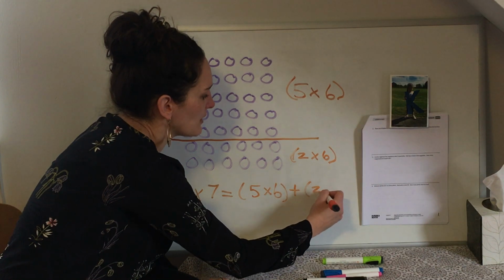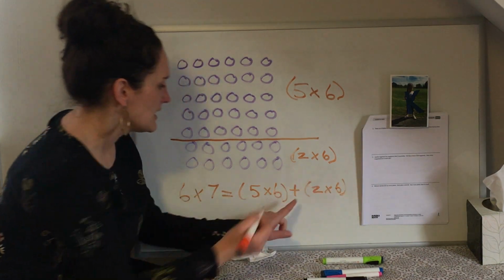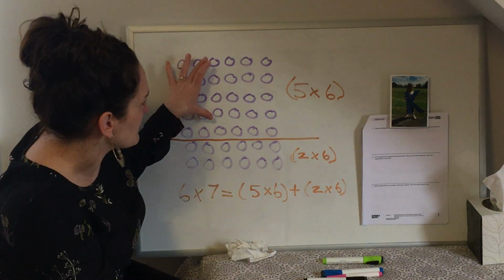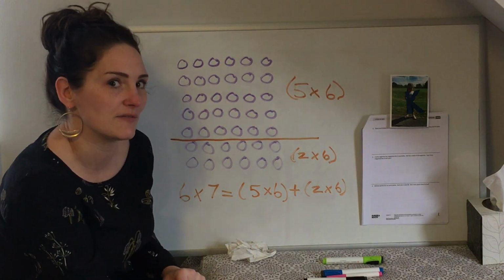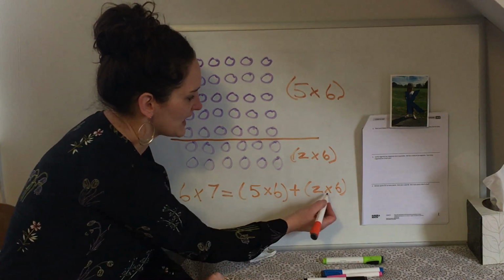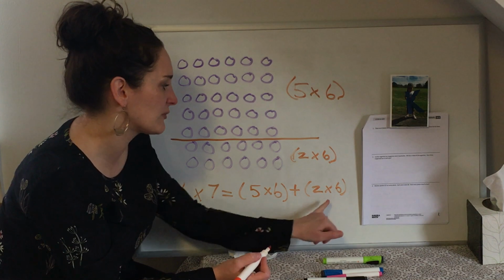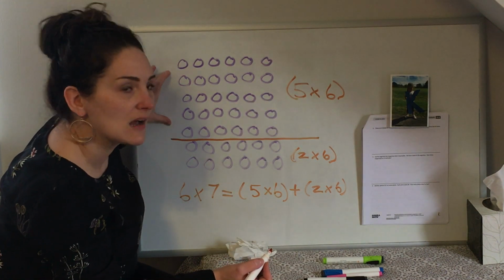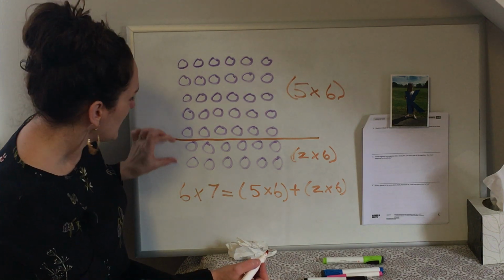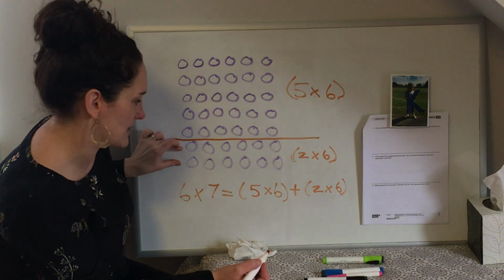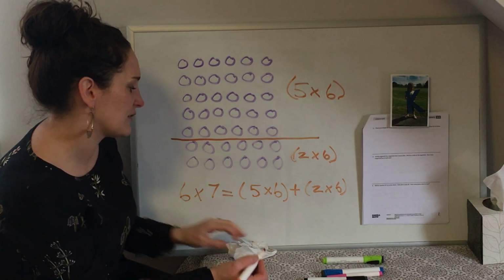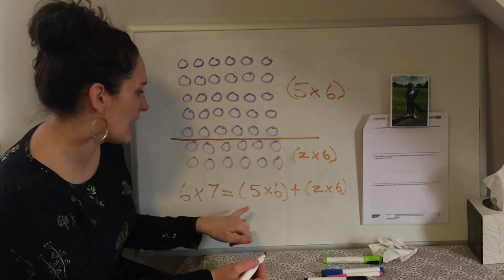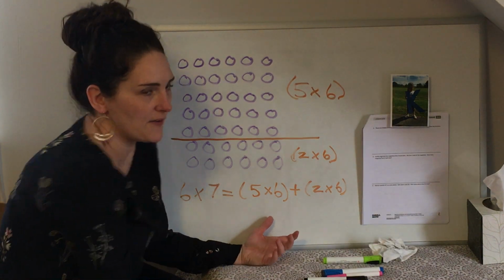The reason why I put a plus sign here is because I'm showing you that I'm adding your top fact plus your bottom fact. The reason why I put the multiplication signs inside each of the parentheses is because I'm showing that I have 5 rows of 6, or 5 times 6, and 2 rows of 6, or 2 times 6. In order to figure out the answer of 6 times 7, now I can use these easy, friendly facts.